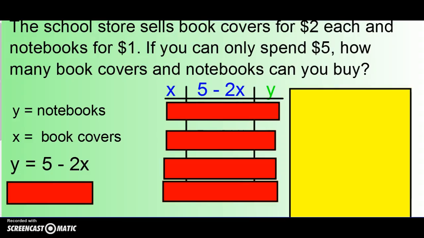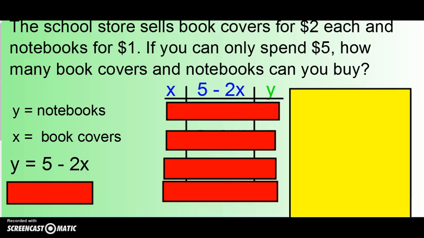All right, so the first word problem we're going to start with is, the school store sells book covers for $2 each and notebooks for $1. If you can only spend $5, how many book covers and notebooks can you buy? So you're really combining the book covers and the notebooks. And we haven't done one like this before, but our y variable is how many notebooks. Our x variable is how many book covers.